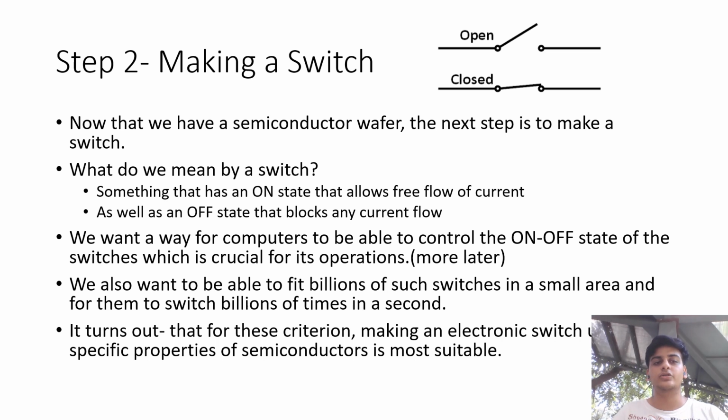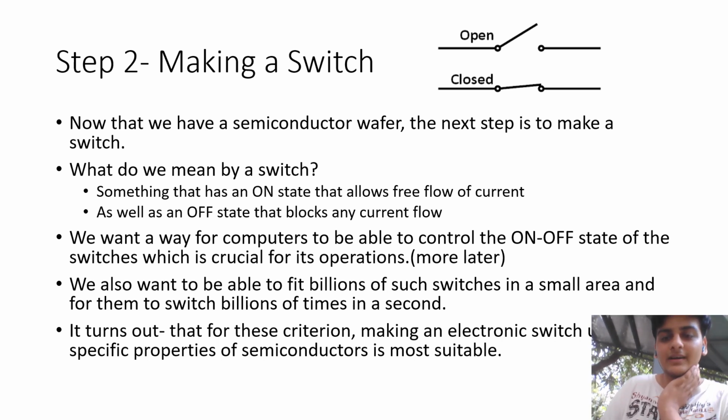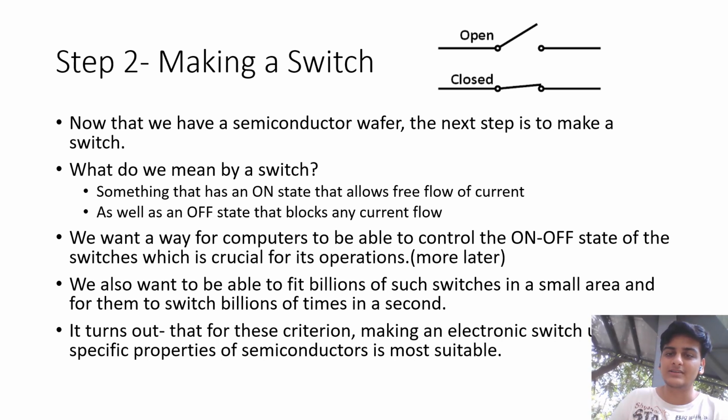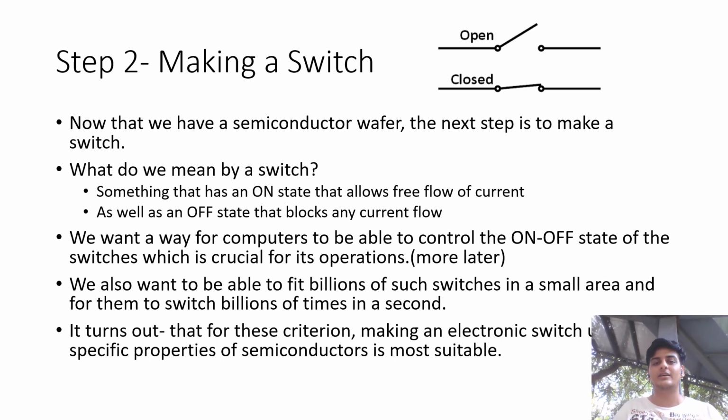So, to talk about making a switch, let's talk about what exactly we mean by a switch to begin with, right? I have given a diagram on the top right, and that is literally all there is to it. It is something that has an on state and an off state. The on state is where the switch is closed, the off state is where it is represented as open. In the on state, it allows the flow of current through it freely, and in the off state, it blocks any flow of current. So it does not allow any current to flow across it.